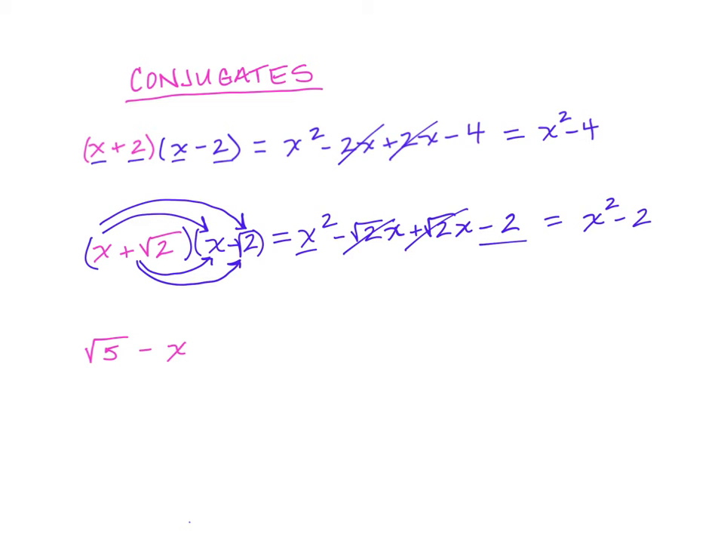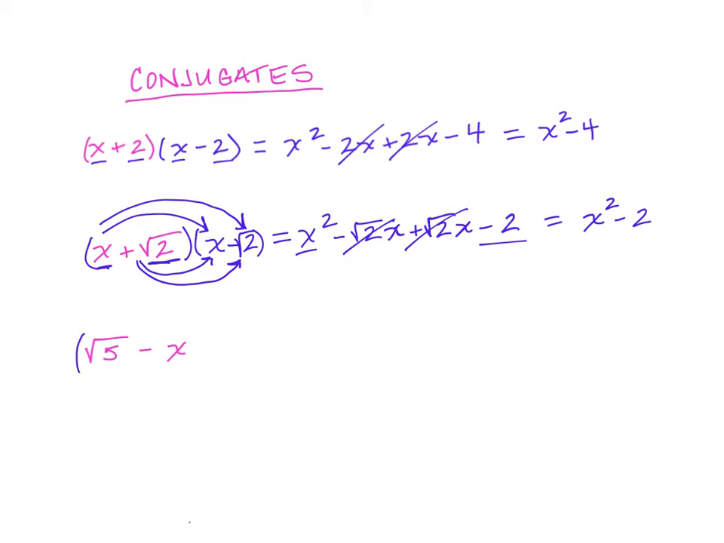So again, I could have just taken the shortcut of squaring the first term, x, that would give me x squared, and squaring the second term. The square root of 2 squared is just 2. That's what we practiced earlier. So let's look at another one.